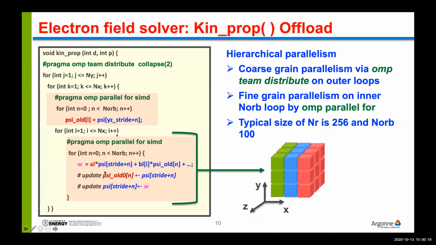As I explained before, IJK represents the three-dimensional direction, and the computation here is plane by plane. The computation within a plane is concurrent, and between planes it is dependent. Thus, in summary, we have used hierarchical parallelism here to optimize this function, with coarse-grained parallelism on the outermost loops J and K using OMP team distribute, and fine-grained parallelism on the innermost loop on N using OMP parallel.